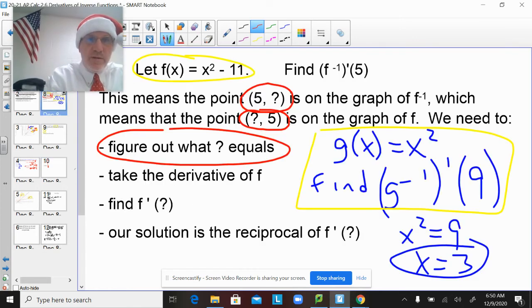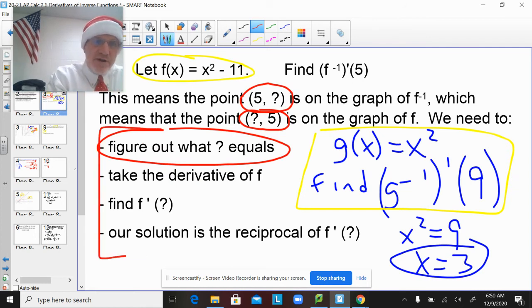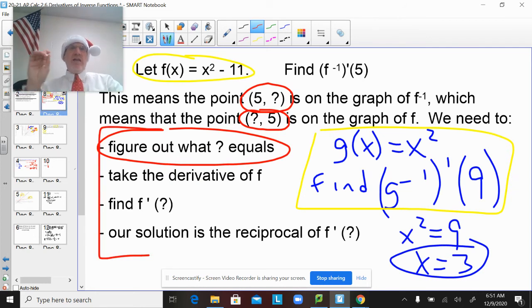Let me back up to this set right here. If it asks for f inverse prime of a, of some number, you need to set the function equal to a and solve it for x. The problem will not tell you that you need that number, but you do need that number. In this case, the number we were looking for was 4. Once you have that number, take the derivative of the function, plug in the number you just solved for and evaluate it. That's the slope of the original function. Then take the reciprocal of that to find the inverse.